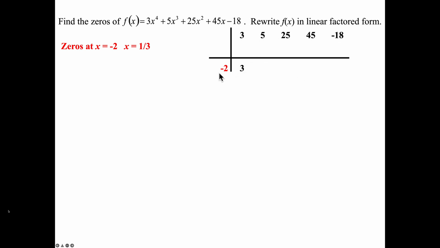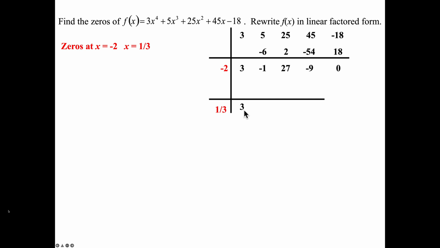Bring down the 3. Negative 2 times 3, negative 6 plus 5 is negative 1. Times negative 2 is 2, plus 25 is 27. Negative 2 times 27 is negative 54, plus 45 is negative 9. Times negative 2 is 18, minus 18, guaranteed 0. Again, if you don't get a 0, check your arithmetic. Something went wrong. Extend the vertical line down. And now we're going to put 1/3 through the synthetic division table. So what that means is when you multiply by 1/3, these should all be numbers on the bottom that are a multiple of 3. So I bring down the 3.